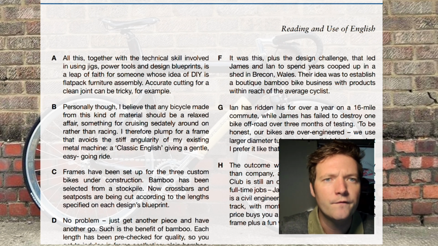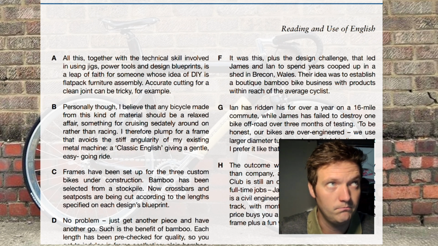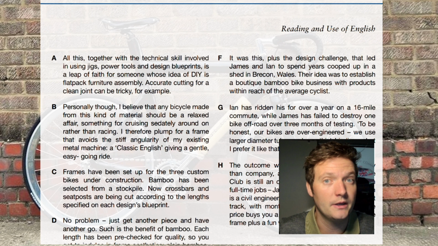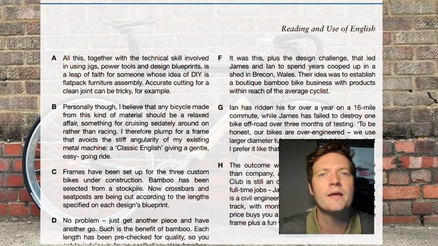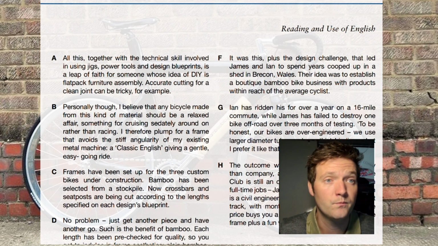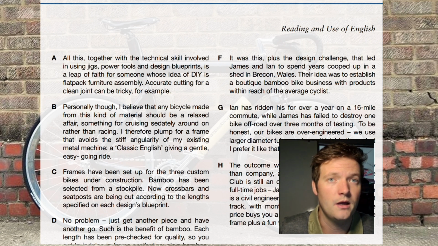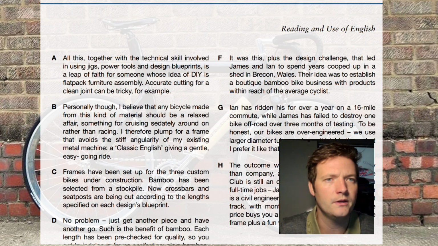Okay, what about C? Frames have been set up for the 3 custom bikes under construction. Well, that sounds like something that would be happening in a workshop where they're building bikes, no? Bamboo has been selected from a stockpile. New crossbars and seat posts are being cut according to the lengths specified on each design's blueprint. All of those things sound like things that would be happening in a workshop where they're building bikes. So I'm inclined very early here to go for C.